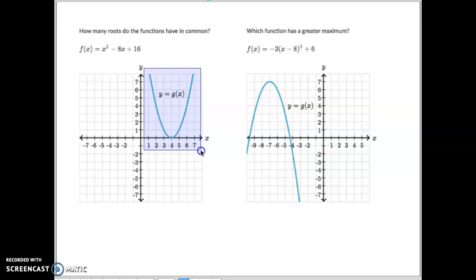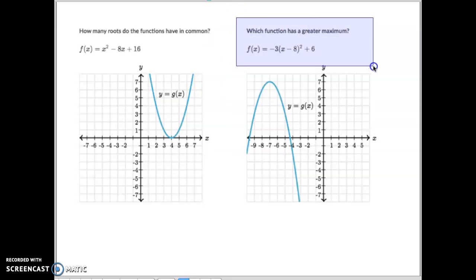So that one should be fairly simple too. You just tell me how many they have in common. That's not too difficult. And then finally, which of these had the greater maximum? And they were very nice to us. They put this in vertex form, so it's very easy to see. The vertex of this one would be positive 8, positive 6. Which means it reaches a height of positive 6 for its maximum. This one here reaches its height of 7. So in this case, you would say the g of x has a greater maximum than the f of x has. So that's all you're doing. You're comparing the equation to the graph and answering the question that they're asking.